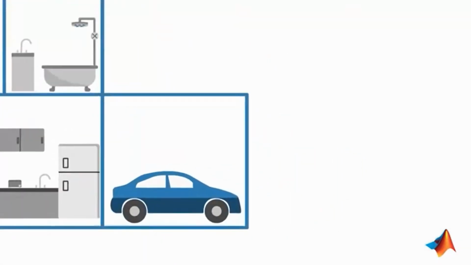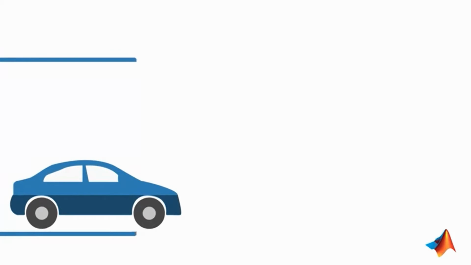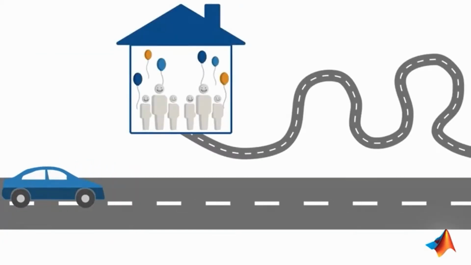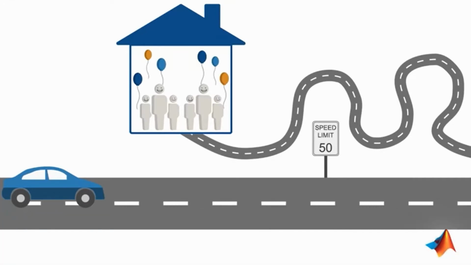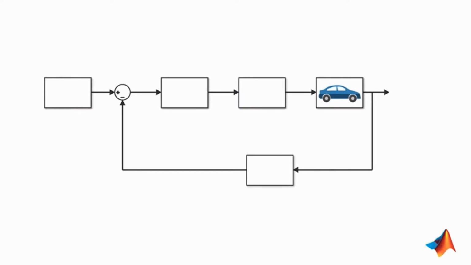You're invited to a party and don't want to miss a minute of it. You want to get there as fast as possible, but without exceeding the speed limit, which is 50 miles per hour. In order to get to the party as soon as possible, you'll need to maintain your speed at 50 miles per hour. You may not have noticed it before, but actually you drive your car in closed loop.